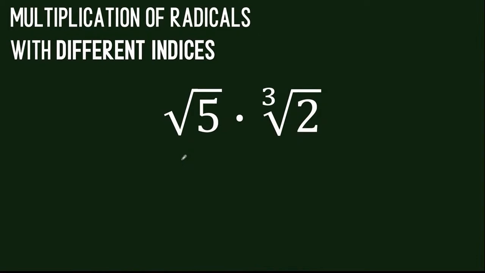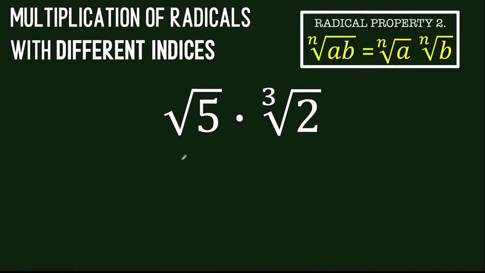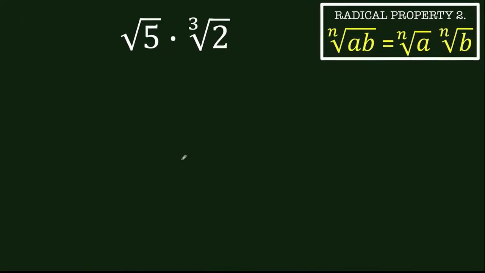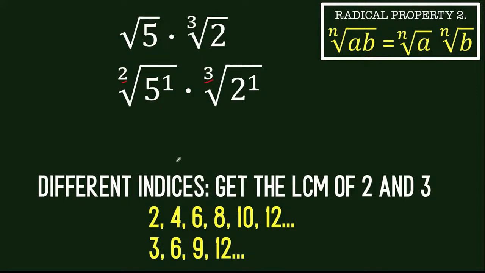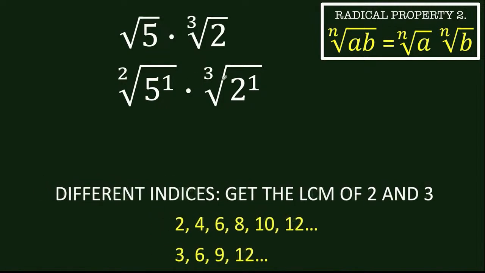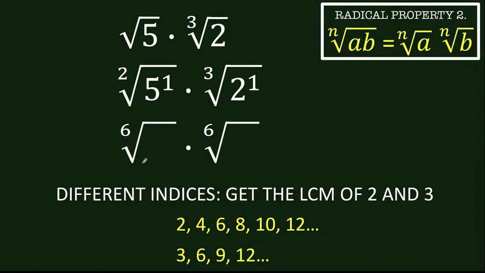We are going to convert these two radicals into like radicals by getting the lowest common multiple of this index 2 and this index. The multiples of 2 are 2, 4, 6, 8, 10, 12, and so on. The multiples of 3 are 3, 6, 9, 12, and so on. We are only after the lowest common multiple. So 6 and 6 are common, 12 and 12 are common, but we want only the least, the lowest common multiple. So we want to convert these two radicals so that both of them are sixth root of something times sixth root of something.